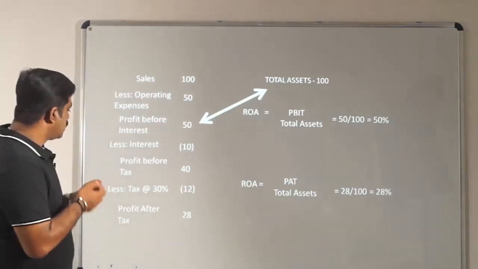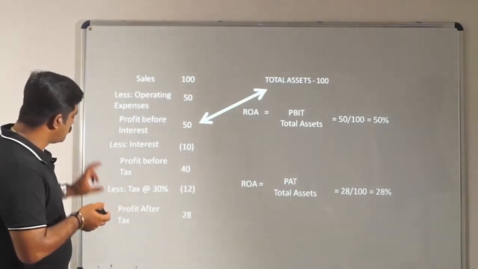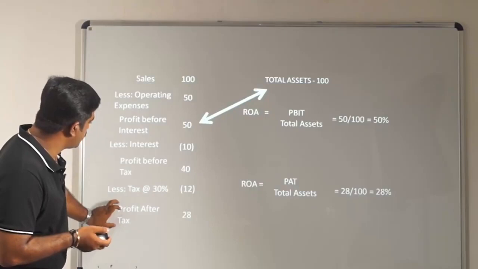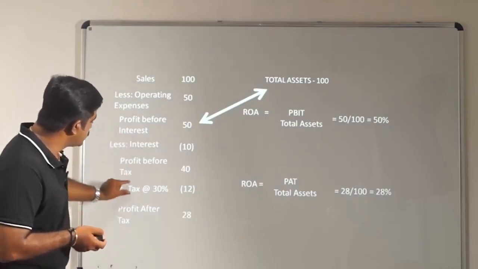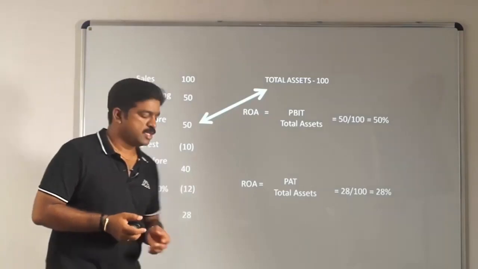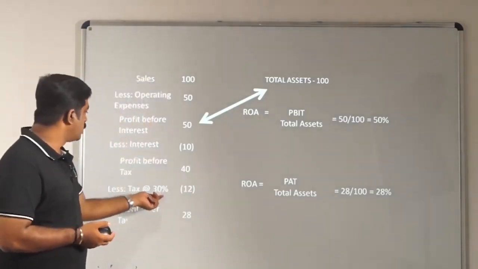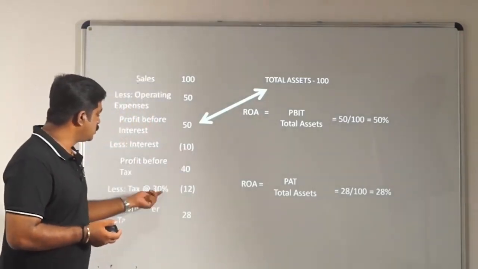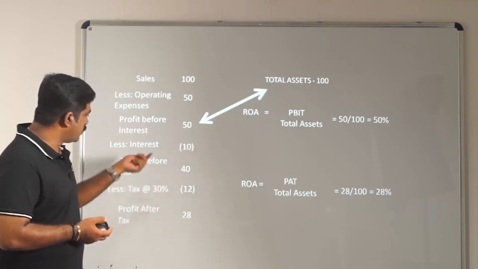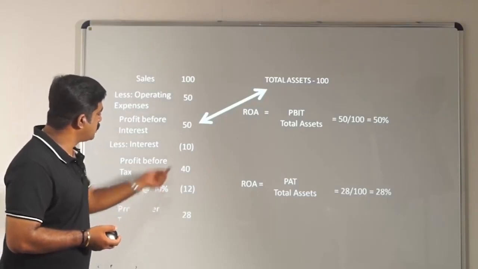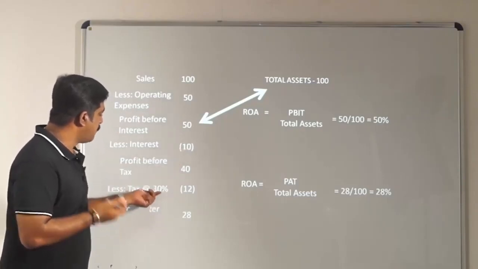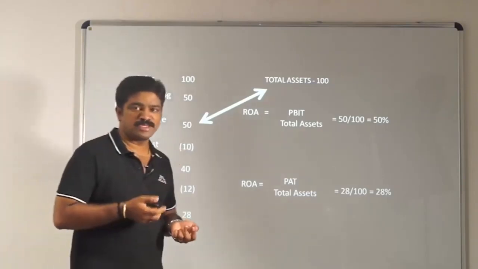And in the third case, which is a little unique, we take profit after tax, we add interest, but at the same time we subtract the tax benefit on interest. Now what is the tax rate? 30%. What is the interest? 10. 10 into 30% is 3. So when we add back 10, we have to exclude the 30% on 10. So 10 minus 3, what we'll be adding back is only 7.